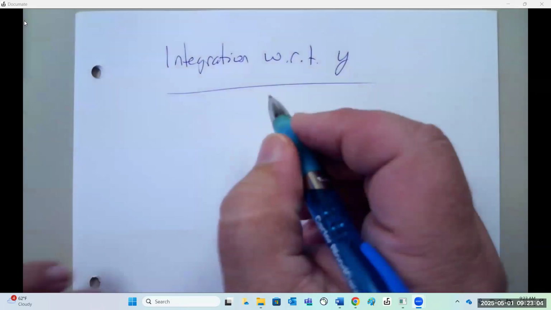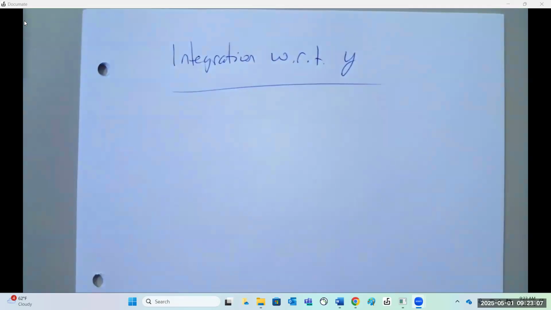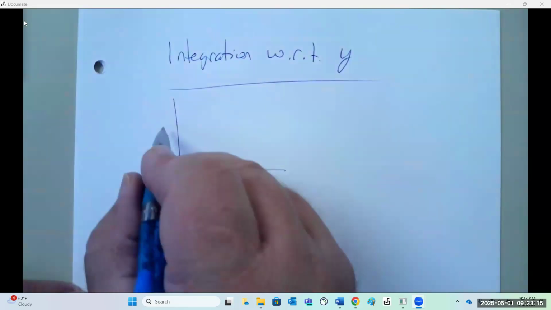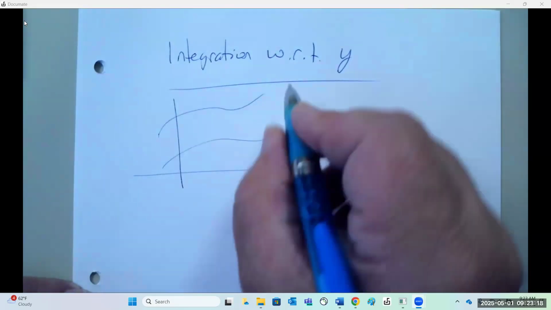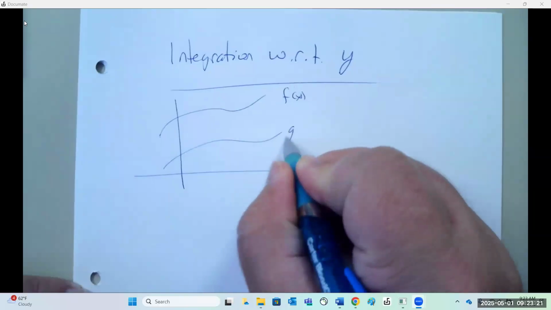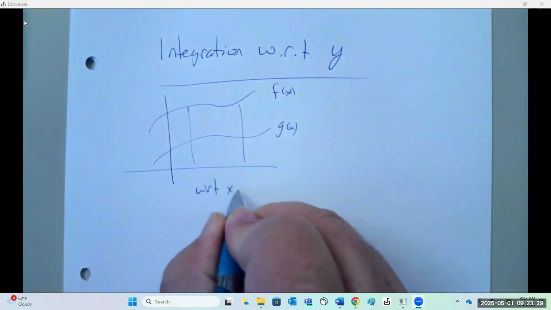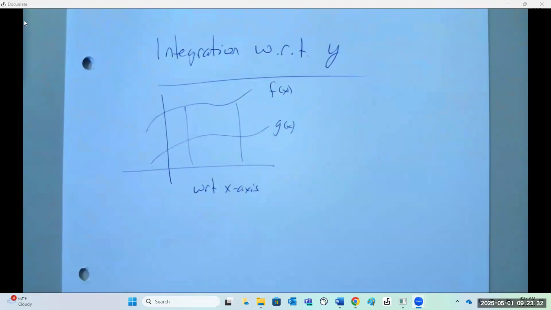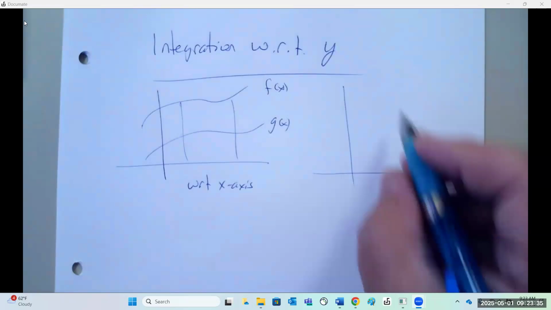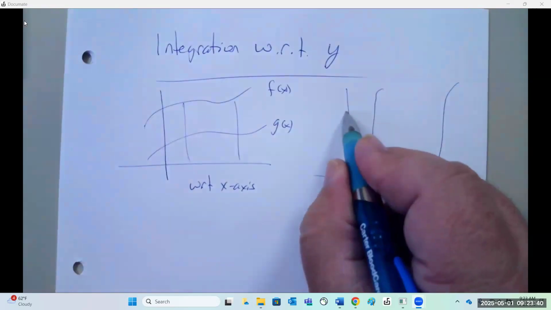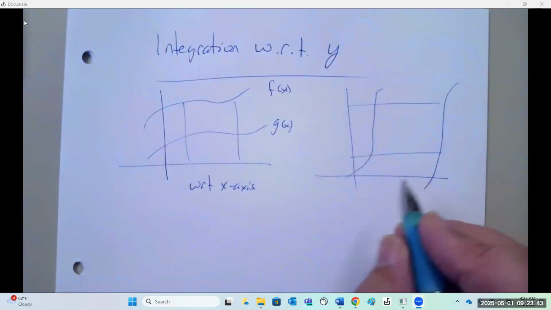So now, instead of taking the integrals with respect to the x-axis, we're going to take it horizontally. This is f of x. This is g of x. Right now, we're doing it this way, with respect to the x-axis. We could take it with respect to the y-axis.